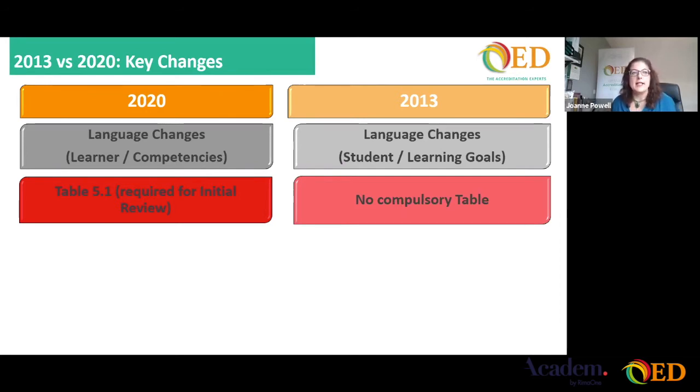And just to say, there's a sample of a completed table. It's a simple one, but there is a sample of a completed table in the interpretive guidance document. So that's worth having a look at. But again, it's only required for initial review, and it's optional for any ongoing reviews.